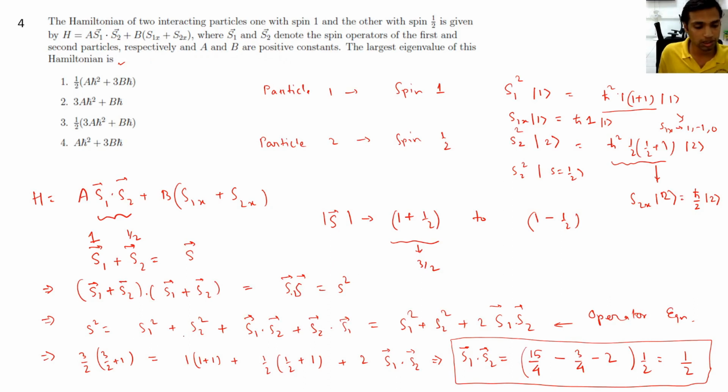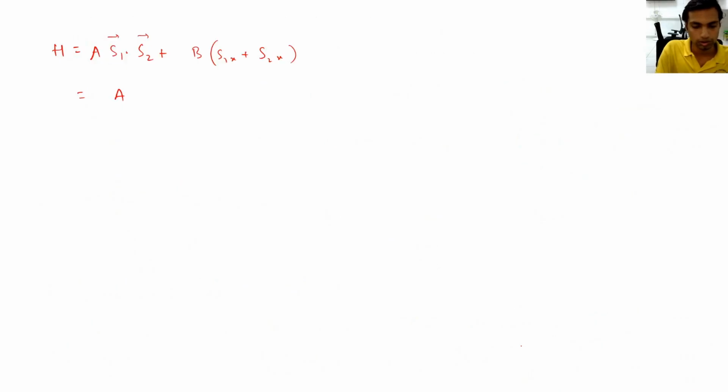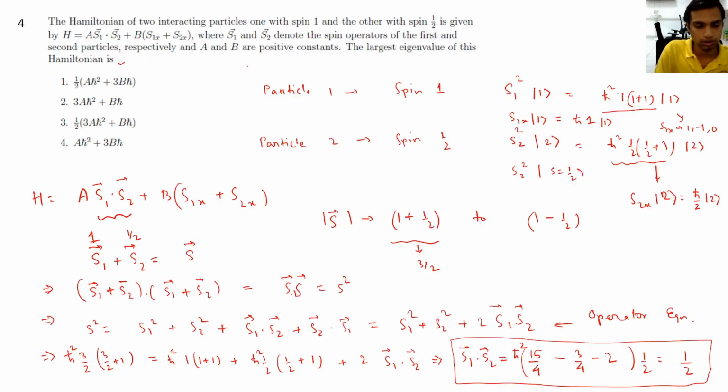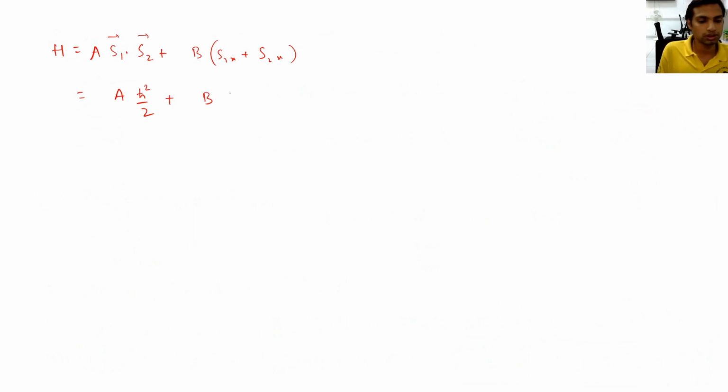If we would have done it correctly, there would be a factor of h bar square in everything. So this would have been h bar square, and here it will be h bar square by 2 plus b, so this also will have h bar square. So this is h bar times 1 plus h bar times 1 by 2.